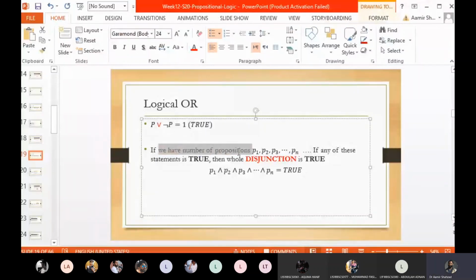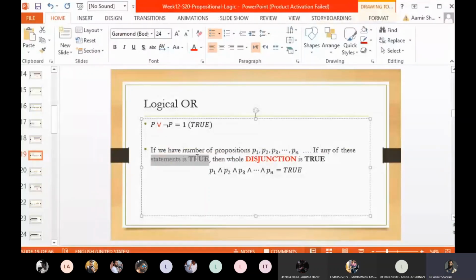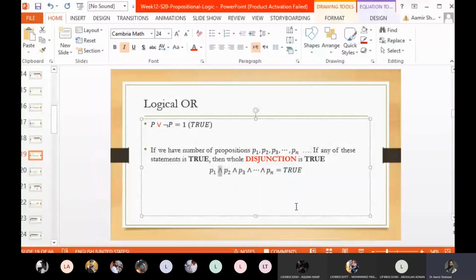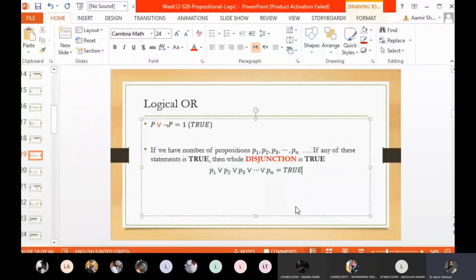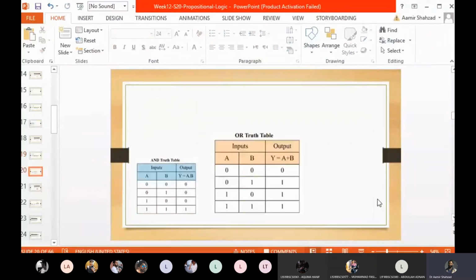And if we have a number of proposition P1, P2, P3, Pn, और उसमें से कोई एक भी ट्रू हो जाए then whole OR operator, the whole disjunction becomes true. P1 OR P2 OR P3 and so on, मतलब जितने भी propositions हैं, if you are taking OR operator और इनमें से कोई एक भी ट्रू हो जाए, एक से ज्यादा भी ट्रू हो सकते हैं, देन होल एक्सप्रेशन इज ट्रू.